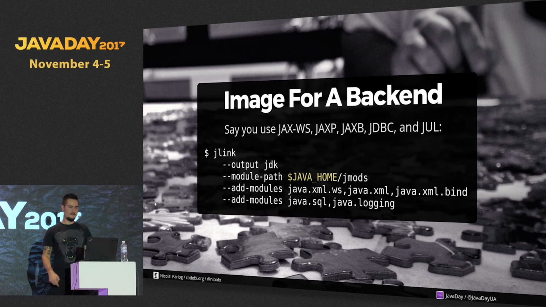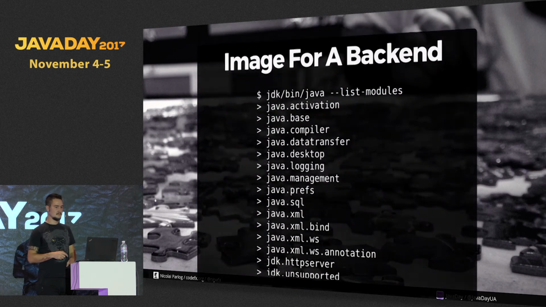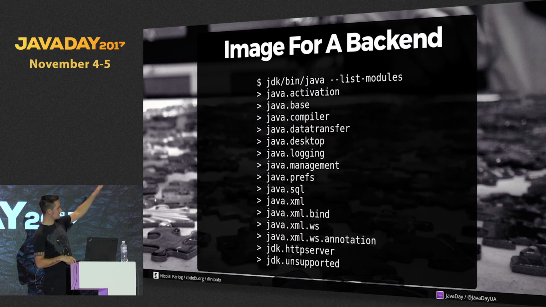So this way you have an image that contains not only these modules, but jlink is of course clever enough to pull in all other modules that these modules depend on. Which is why if you say list modules, you get a few more than you expected. Still much less than the original JDK. Doesn't contain Java... Oh, it does contain Java Desktop.